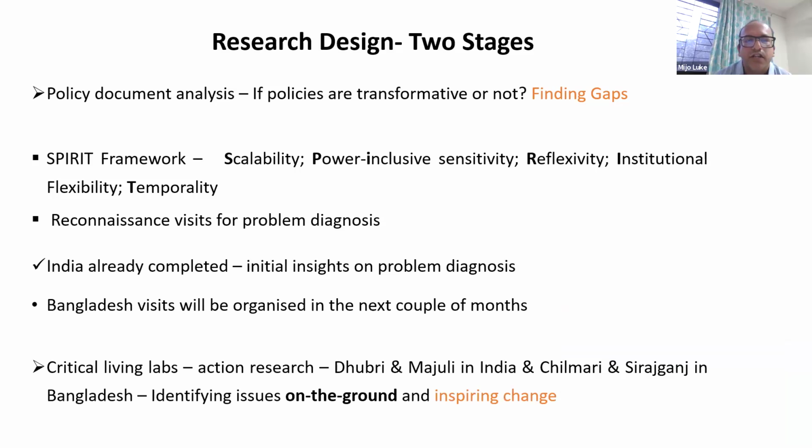The intensive fieldwork will continue in the form of focus group discussions, histories, or key informant interviews. Then Bangladesh visits will be organized in the next couple of months. The second stage of the research design involves critical living labs, which are power-sensitive living labs, more focused on actionable research. The living labs focus on co-production of knowledge, inclusion of more stakeholders, and future actions.